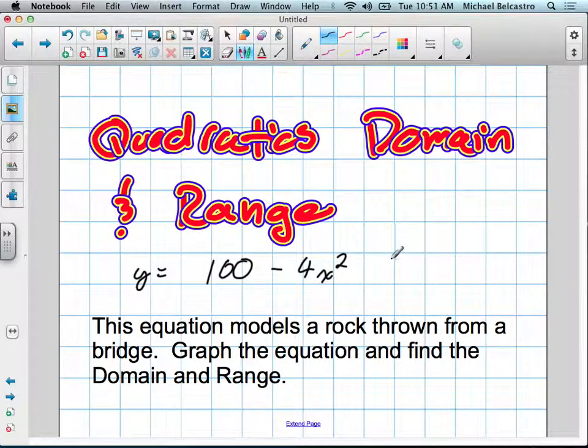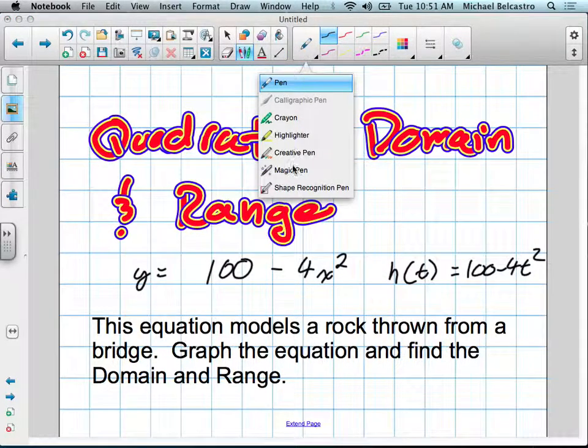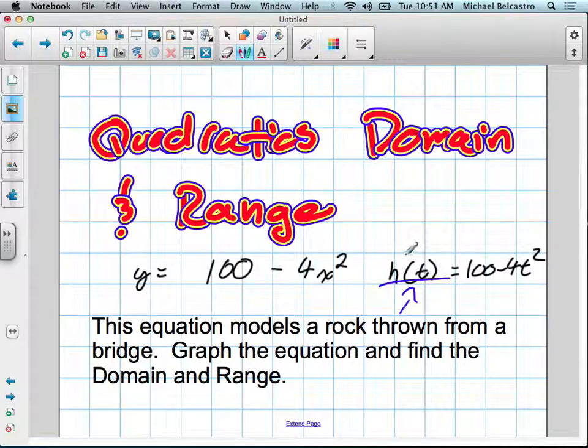Normally these questions are written as h(t), as in time affects the height of the rock, 100 minus 4t squared. So x being our t. Now I wrote it as y and x so that it would be easier for us to graph. The original equation should look like this though. The height of the rock is dependent on how far in time since the rock has been thrown.